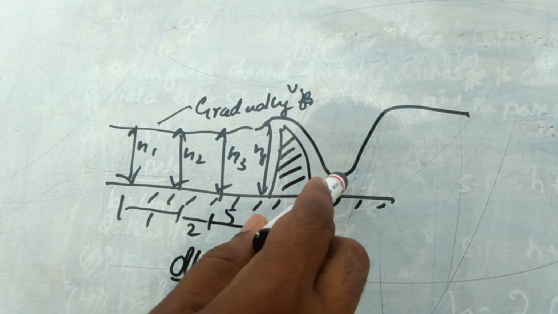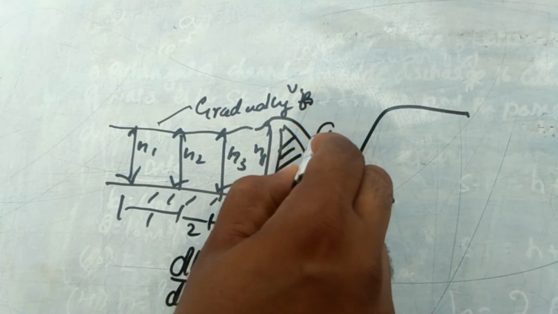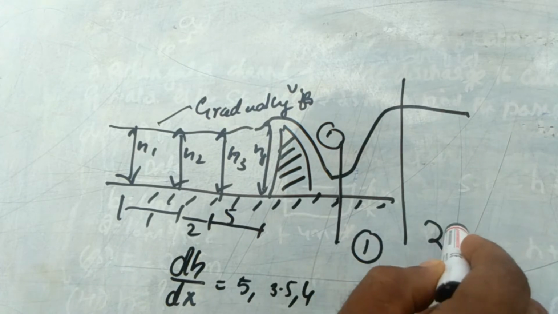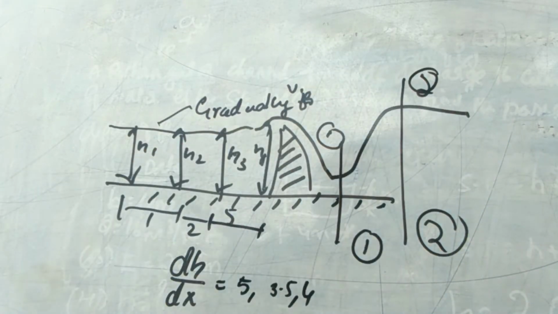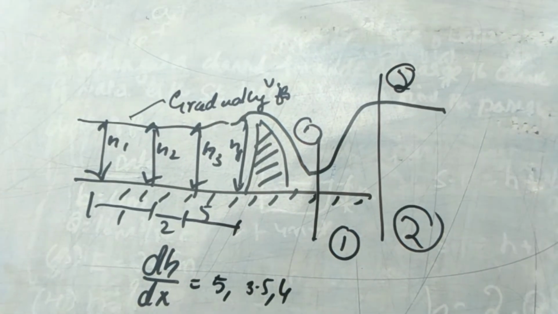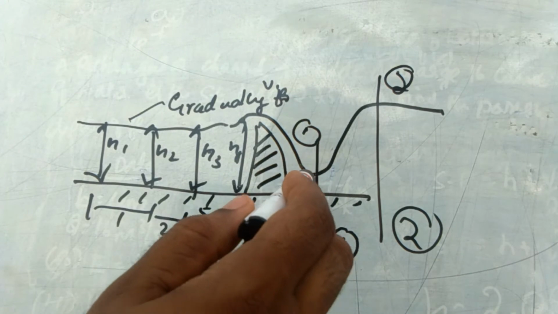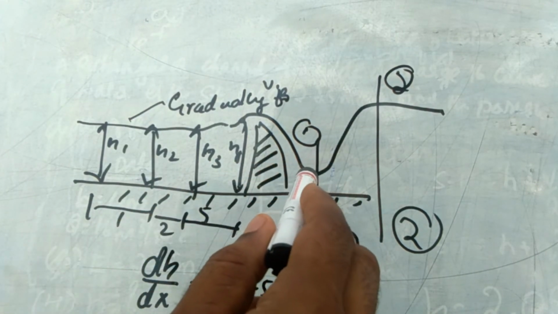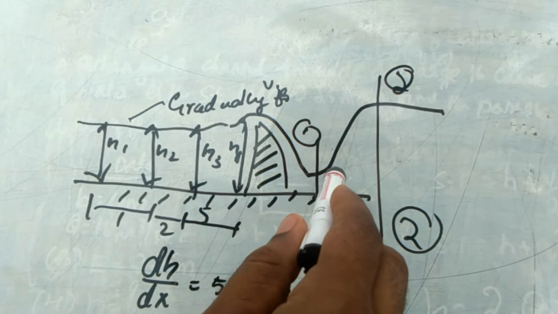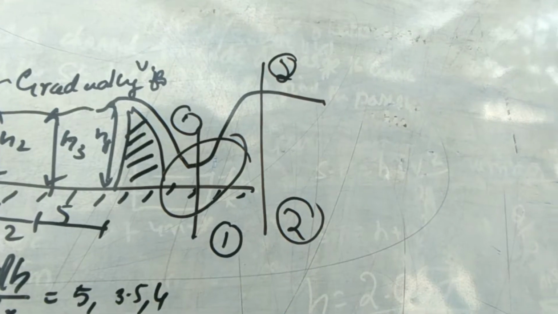When it passes, what will happen? Suppose I am considering this section 1 and this is section 2. See here, a sudden change of height will occur. Sudden changing of height. Why is it? Because when a sudden change happens, something is going on here. What I am going to explain here.